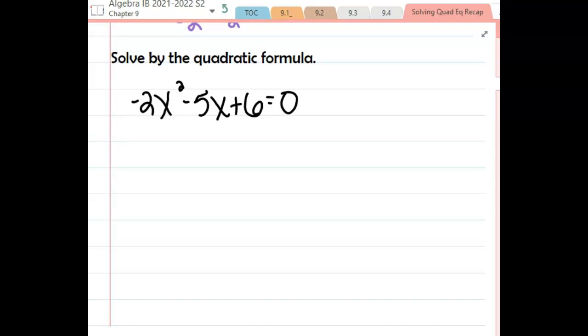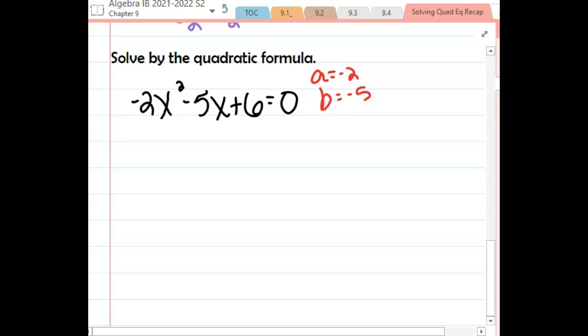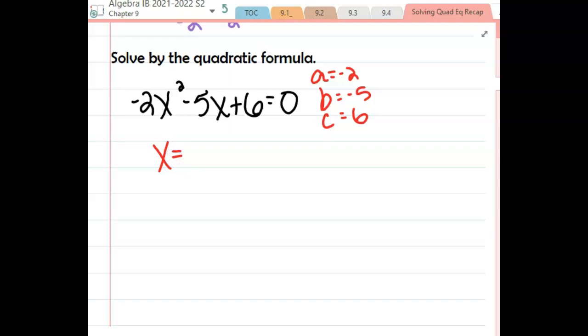It's already set equal to 0. So I can say A would be negative 2. B would be negative 5. C would be 6. So when I plug these into the quadratic formula, we would get x equals, and we're going to take the opposite of b, which would be positive 5, plus or minus the square root. B squared would be negative 5 squared minus 4 times a, which is negative 2, times c, which is 6, all over 2a, which is 2 times negative 2.